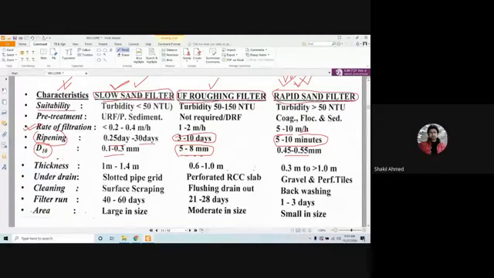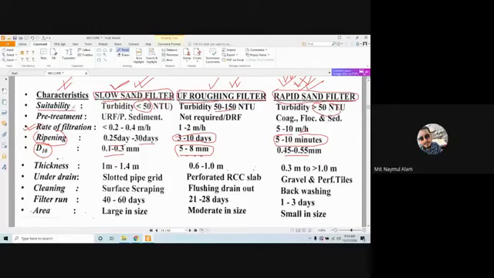Suitability. Slow sand filter is suitable for water which has a turbidity less than 50 NTU. But if you want to treat water which has higher turbidity, greater than 50 NTU, then you will have to use rapid sand filter. And if it's 50 to 150, again you can use upflow roughing filter. But if your turbidity is less than 50 NTU, you can use slow sand filter. Clear, guys?